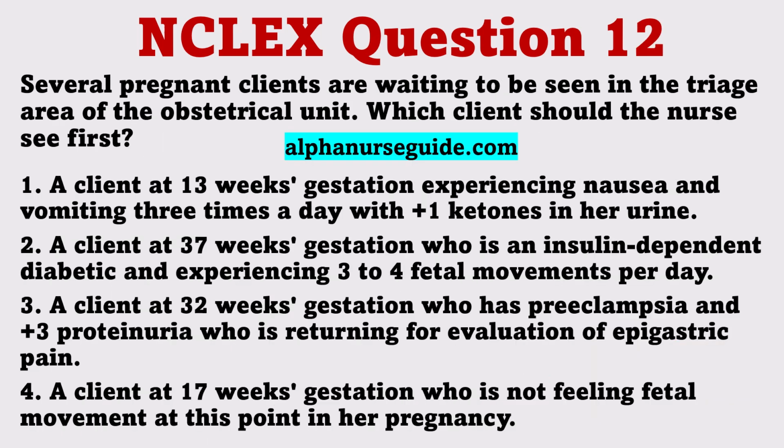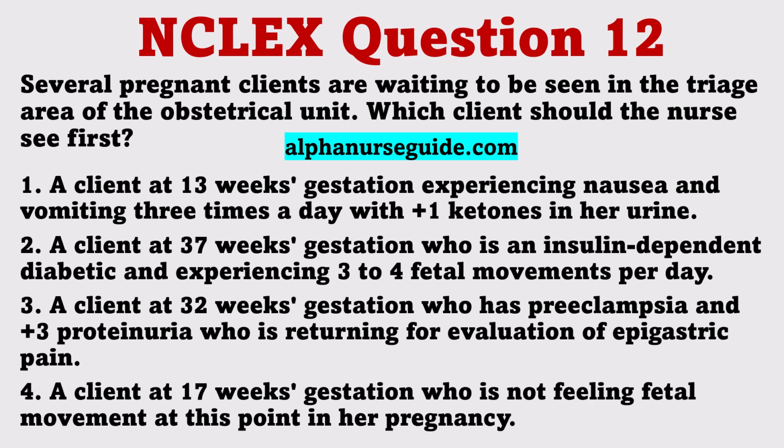Several pregnant clients are waiting to be seen in the triage area of the obstetrical unit. Which client should the nurse see first? 1. A client at 13 weeks gestation experiencing nausea and vomiting 3 times a day with +1 ketones in her urine. 2. A client at 37 weeks gestation who is an insulin-dependent diabetic and experiencing 3 to 4 fetal movements per day. 3. A client at 32 weeks gestation who has preeclampsia and +3 proteinuria who is returning for evaluation of epigastric pain. 4. A client at 17 weeks gestation who is not feeling fetal movement at this point in her pregnancy.